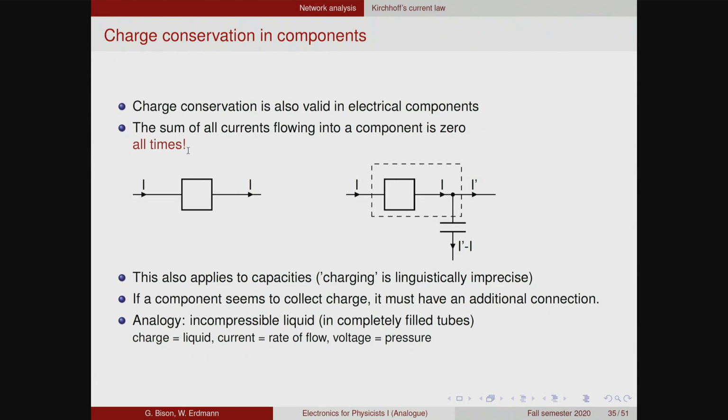This also applies to capacitors. People often say that a capacitor is being charged. And you could think about it as a current going in, and then it charges up, and only when it's charged up, the current comes out. Like in a bathtub that you fill up, and only when you have reached the top level, then it spills over. But this is not true.